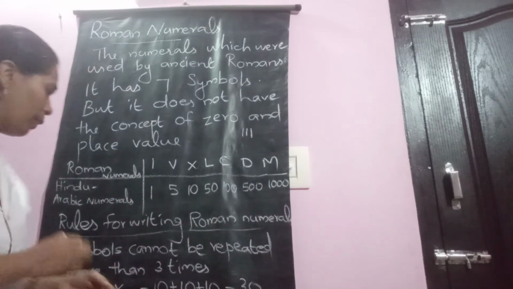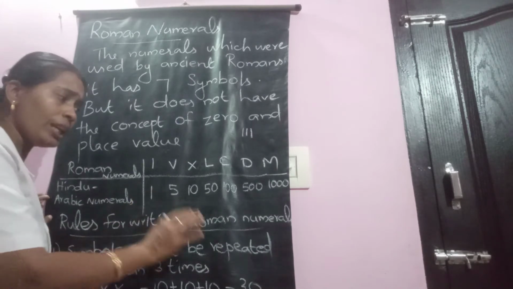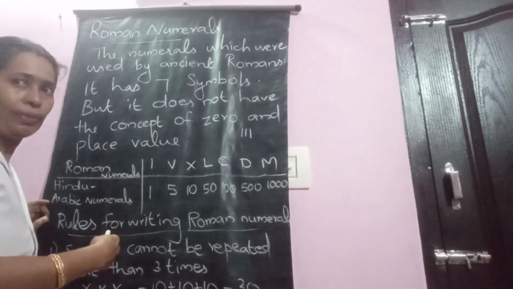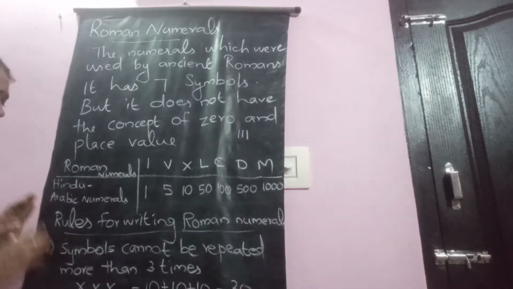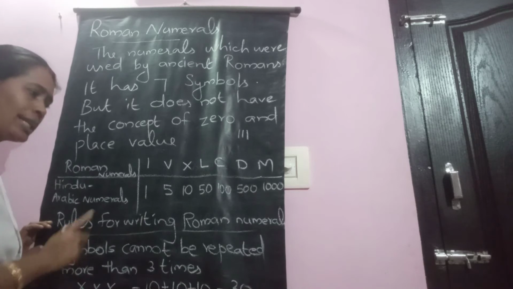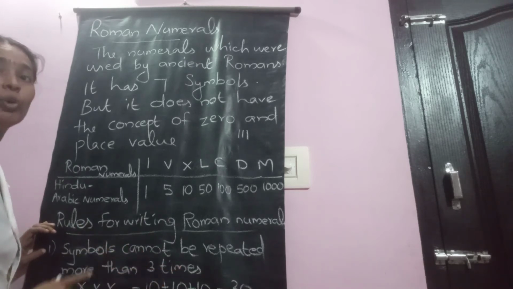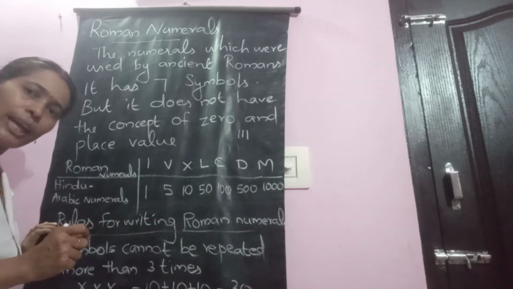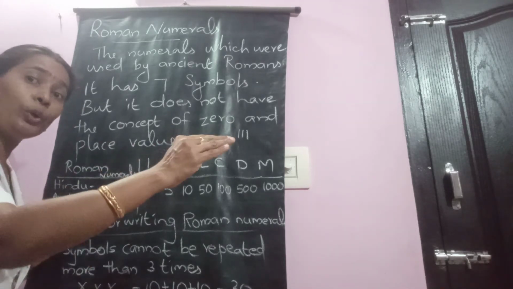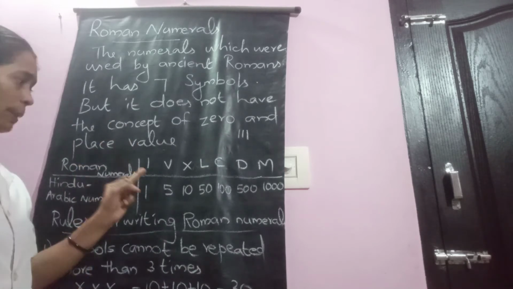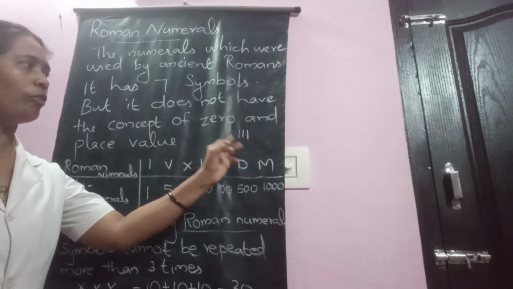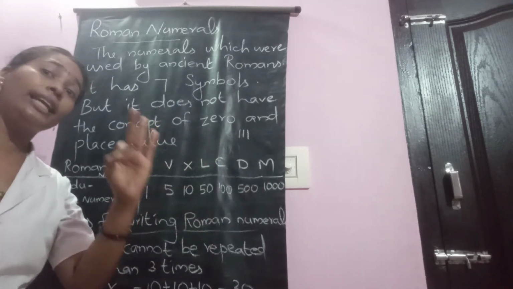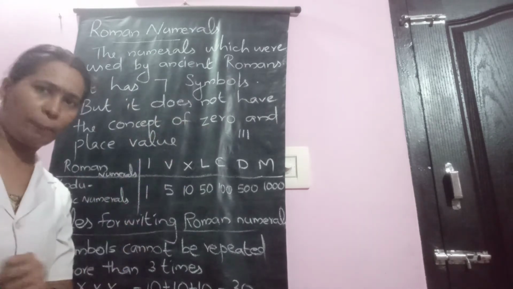So let us go to some rules, rules for writing Roman numerals into Hindu-Arabic numerals and vice versa. First rule says that symbols cannot be repeated more than 3 times. Which symbol are you taking? You have to write the symbol maximum up to 3 times. Suppose when you are taking I, you can write I, I, I like this way. When you are writing another symbol, only 3 times. Maximum 3 times you can repeat the symbol.